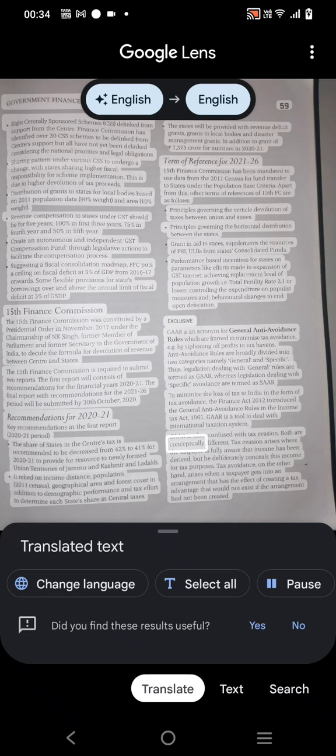Both are conceptually different. Tax evasion arises where the taxpayer is fully aware that income has been derived, but he deliberately conceals this income for tax purposes. Tax avoidance, on the other hand, arises when a taxpayer gets into an arrangement that has the effect of creating a tax advantage that would not exist if the arrangement had not been created.